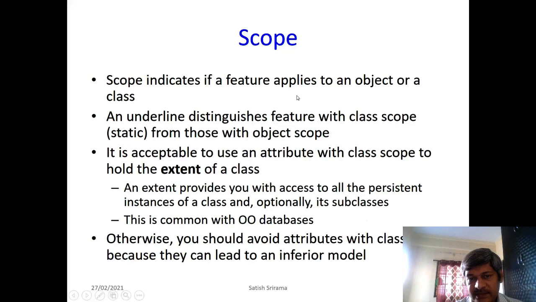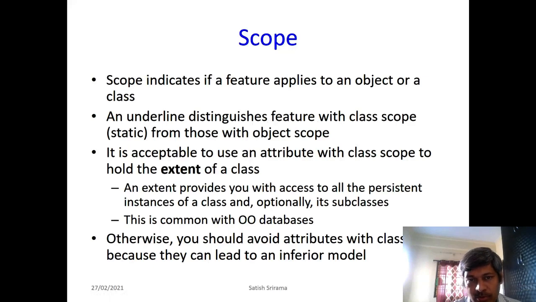Scope basically indicates if a feature applies to an object or a class. Underline basically distinguishes a feature with class scope. We already know about them in Java programming. Any feature which is for the class, we call it static. That means it is unique for this particular class itself. That is how we can distinguish these features from those with object scope. This underline distinguishes them in this UML representation.